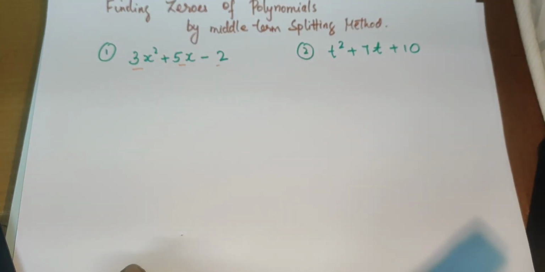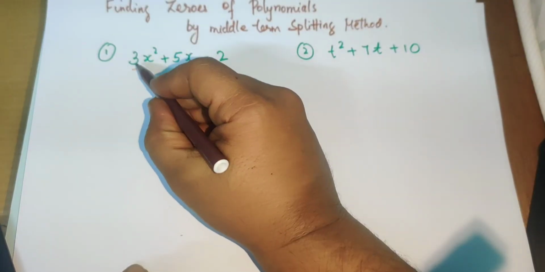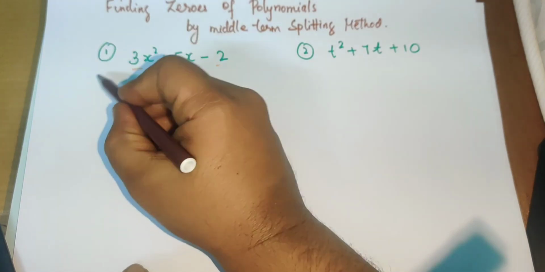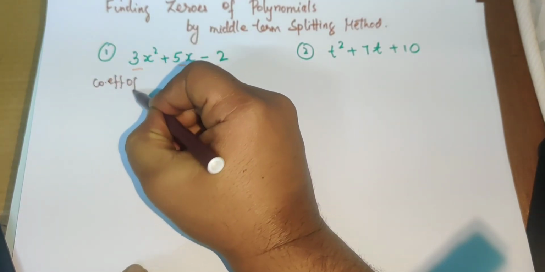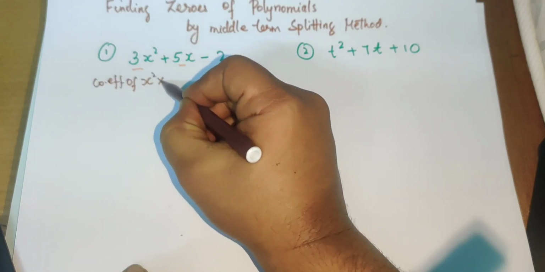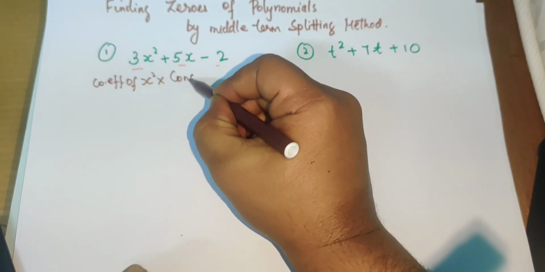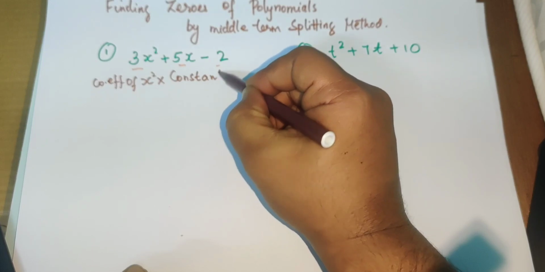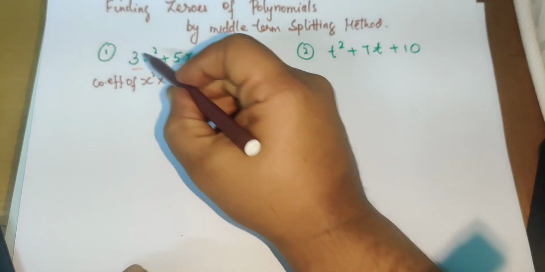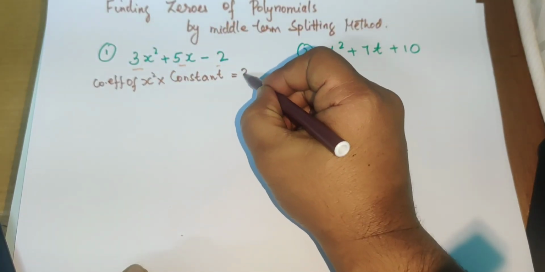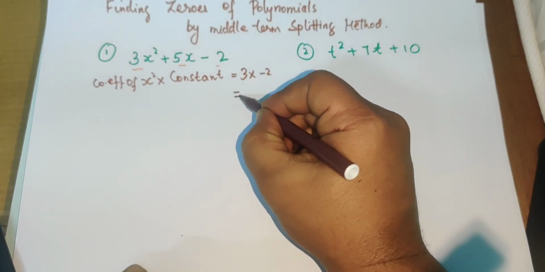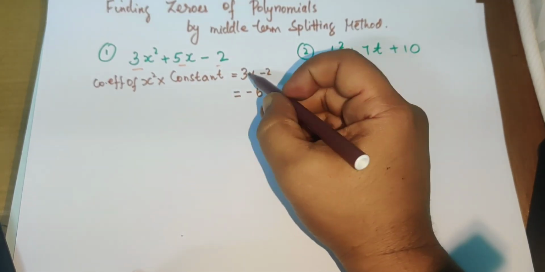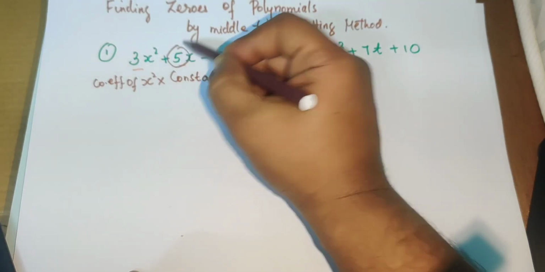First of all, the first step of this question is that we need to see the coefficient of x square multiplied by the constant. What will happen? Coefficient of x square is 3, multiplied by the constant, which is minus 2, which is nothing but minus 6. And the middle term, when we add, we should get 5.